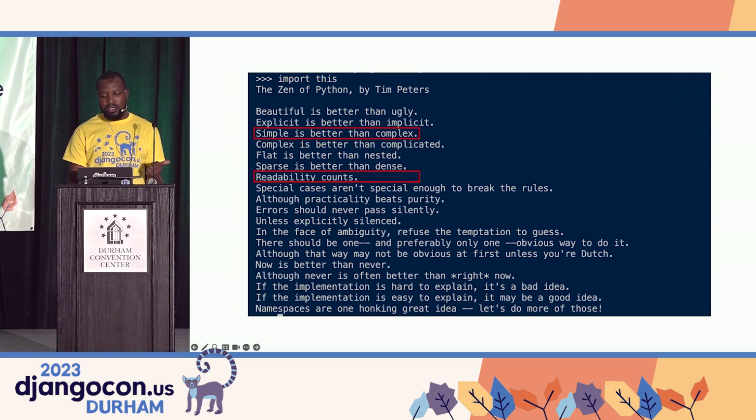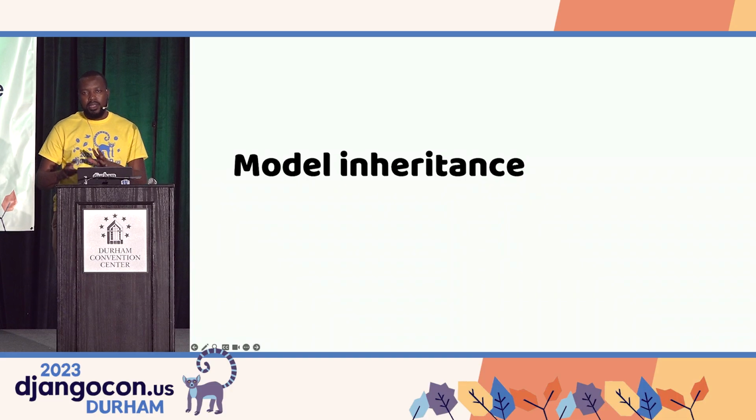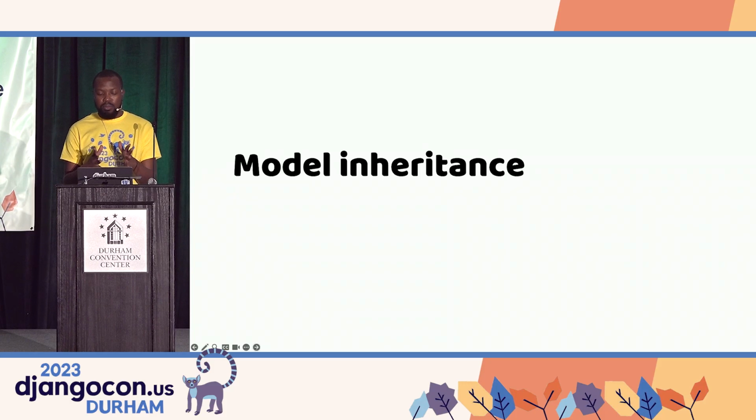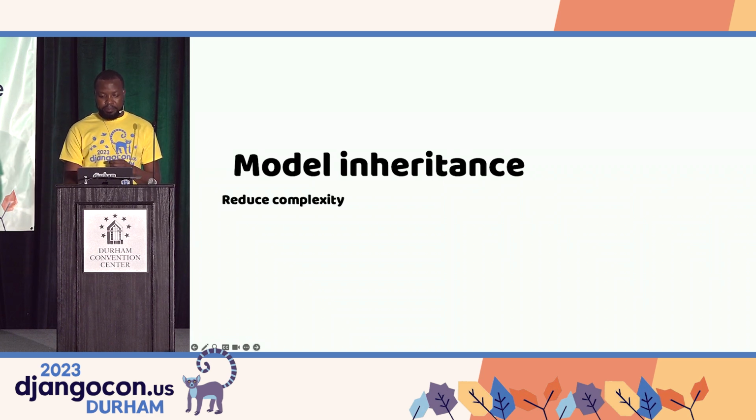So Django has tried to inherit what Python has in terms of inheritance, and that's in models. Model inheritance tries to fulfill that concept of simple is better than complex. You don't have to write the same code multiple times, okay? So some of the advantages of inheritance.